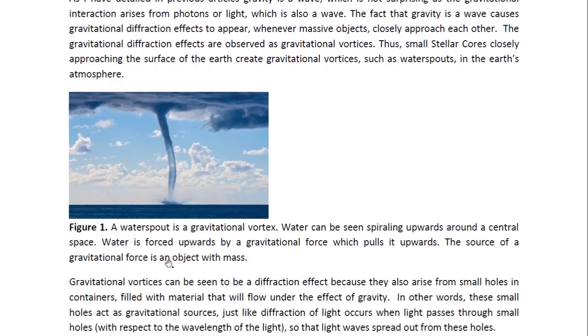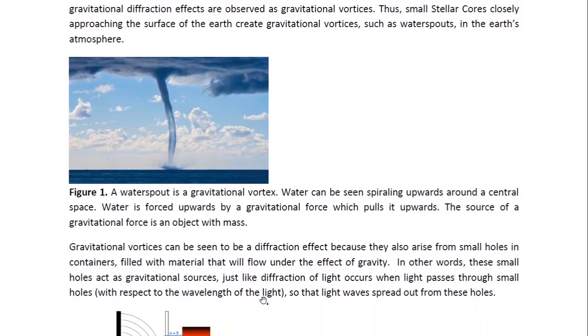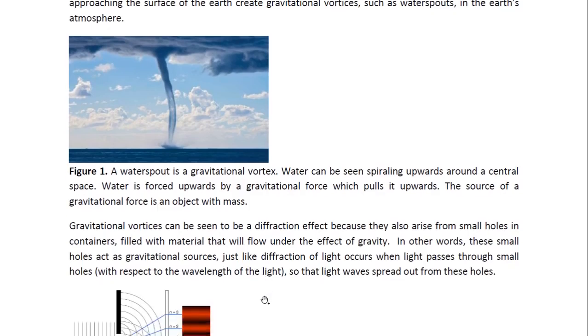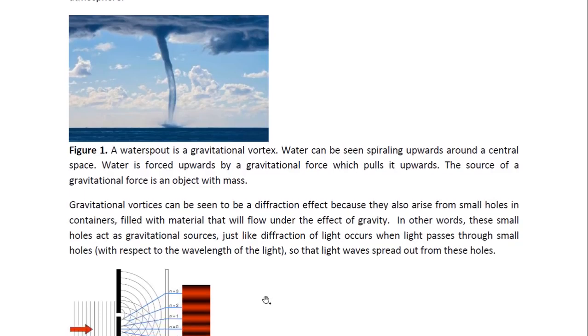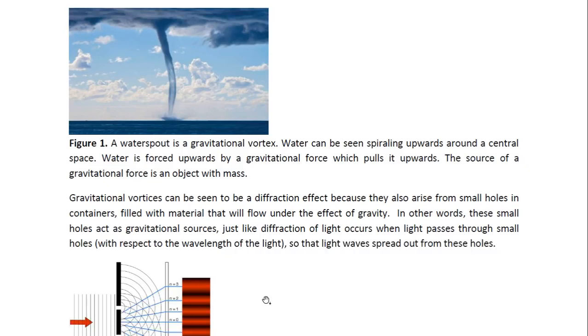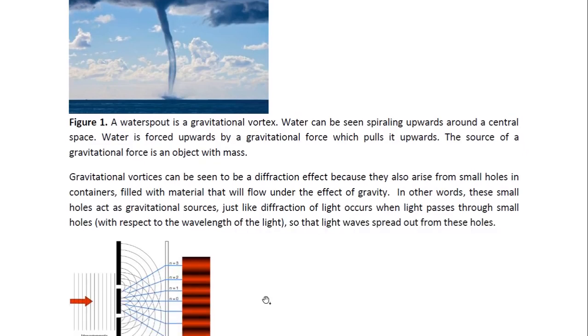So the source of a gravitational force is, of course, an object with mass. So the fact that we have a gravitational force pulling water upwards from the surface of the ocean means that we have an object with mass up here. Gravitational vortices can be seen to be a diffraction effect because they also arise from small holes in containers filled with material that will flow under the effect of gravity. In other words, these small holes act as gravitational sources.